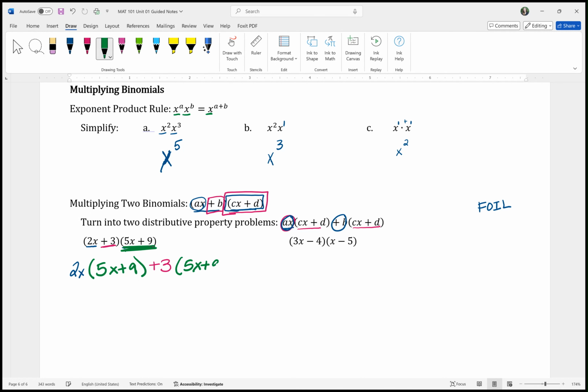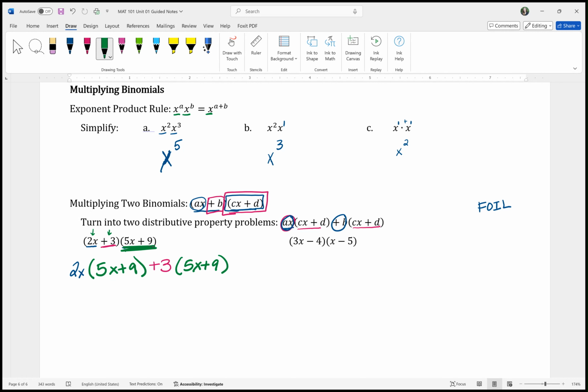Sorry, 5x plus 9 again. So those 5x plus 9s are repeated, and then the stuff in the front comes from the first parentheses. All right. So basically what that helps us do is turn this into two distributive property problems. And we know how to do that. We know how to do distributive property.